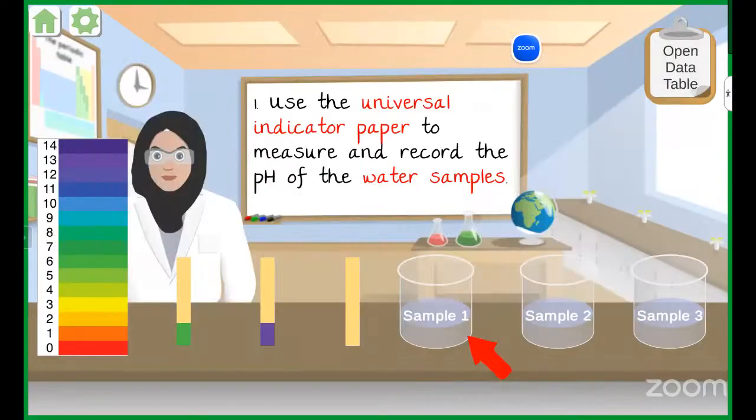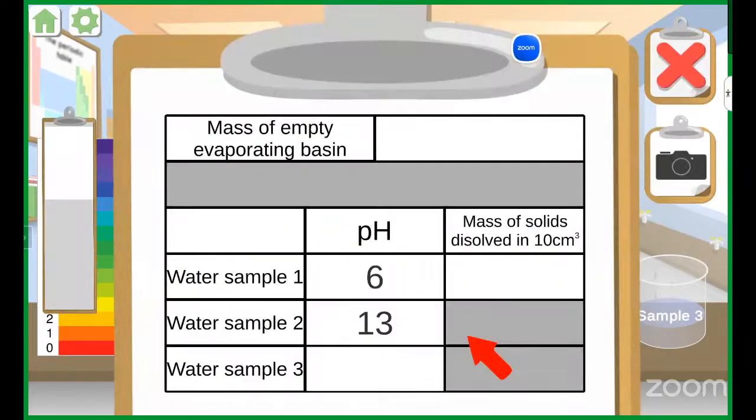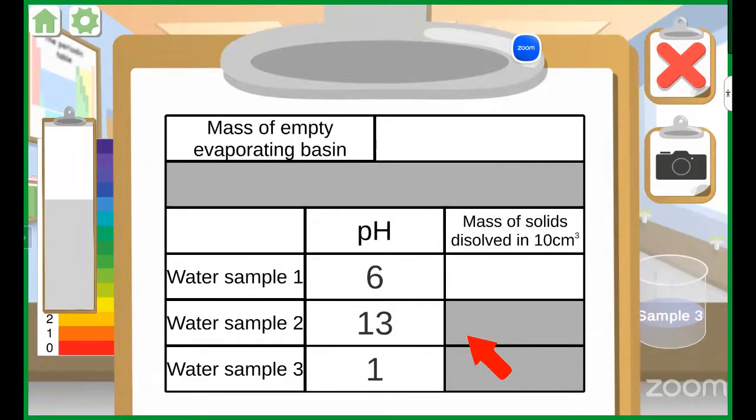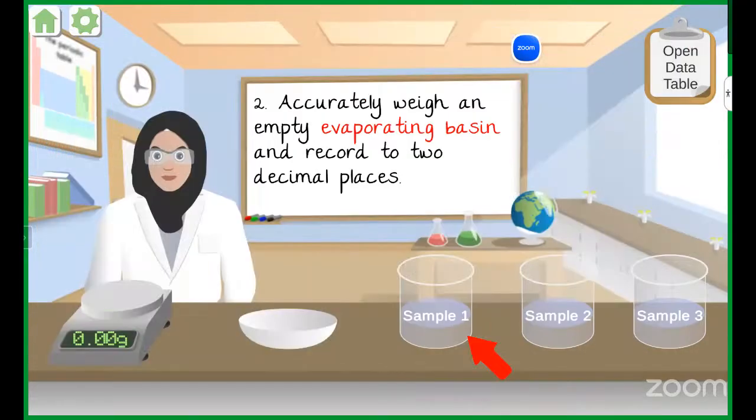All right. So we do a similar thing for water sample 3. We insert the universal indicator paper to measure that. Sorry, you said what? I think it's 1. Okay. So we'll record that too to be 1. All right. So then we have the next instruction.